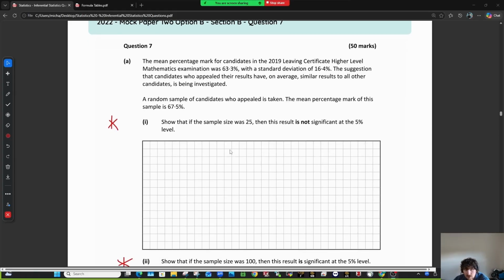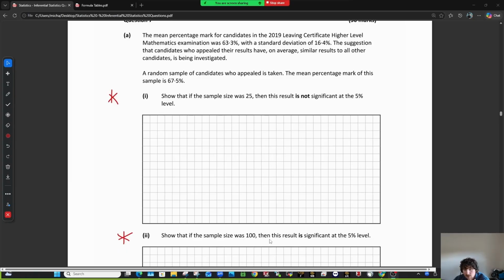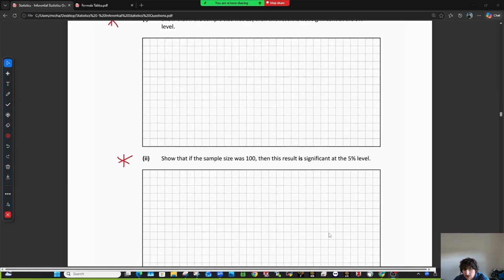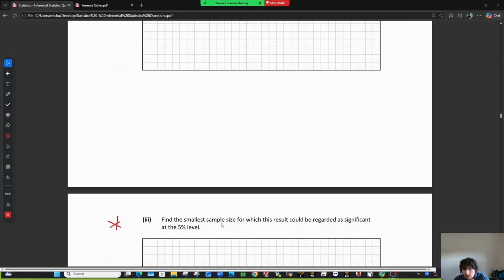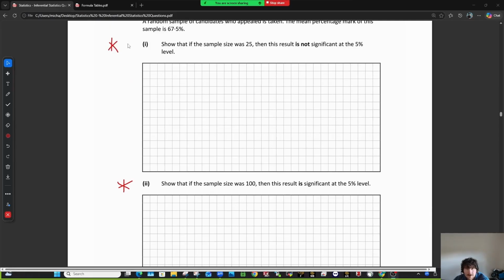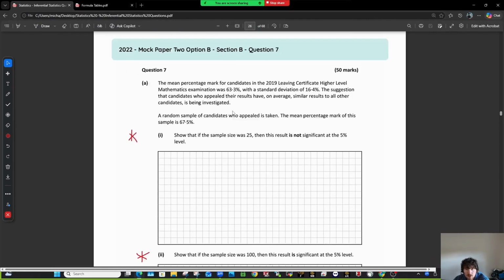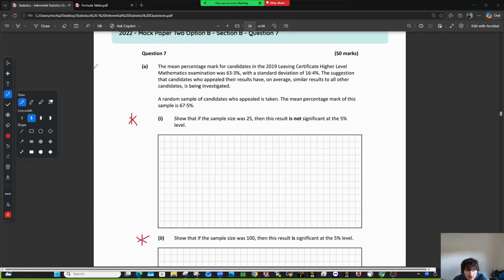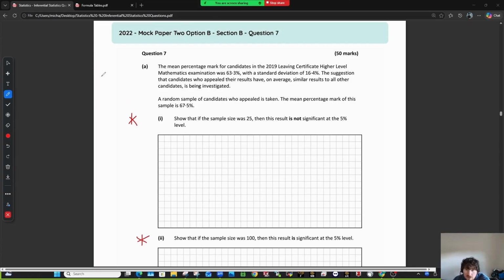So you see here, it says show that if you had a sample size of 100, you get a significant result. And then this part 3 is very similar to what we just did a second ago. Find the smallest sample size at which you start to enter the rejection region. So hopefully you can pause the video and give this a go to see if you learned something from what we talked about in the previous question. So pause the video, give this a go.